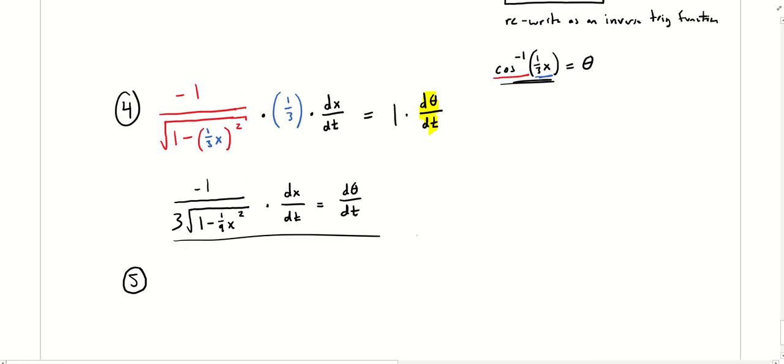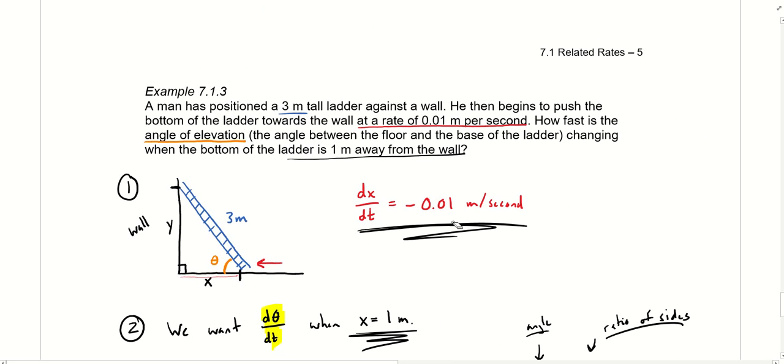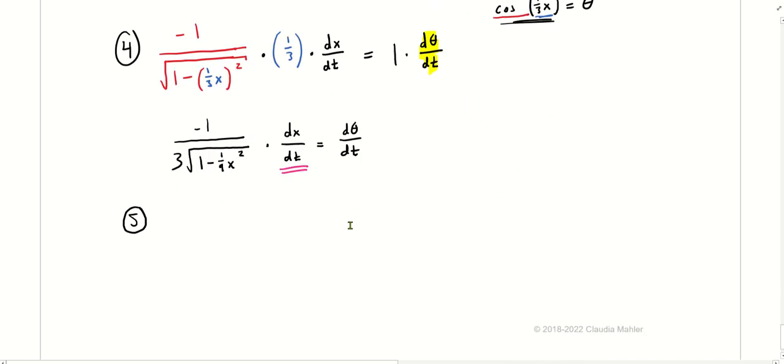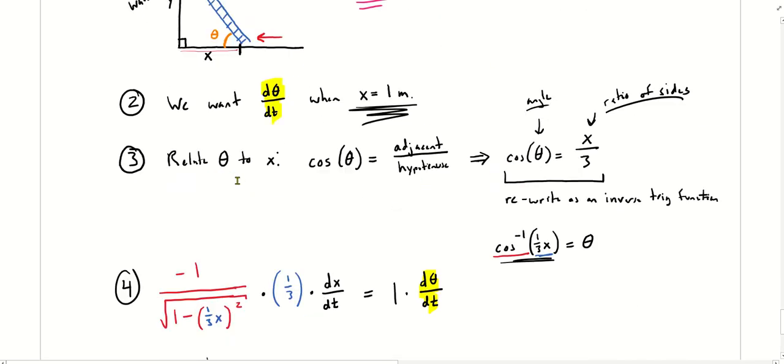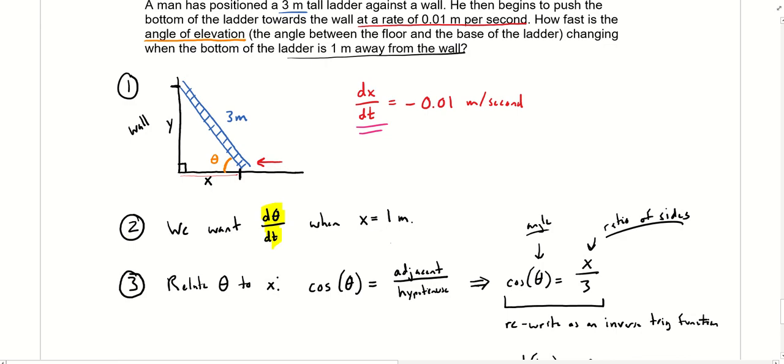Okay, so this is now my equation here. I've taken the implicit derivative with respect to time. So now let me plug in what I know. So let's see. dx dt. What's dx dt? That was one of the values we were given up here. That was negative 0.01. So I can replace dx dt with negative 0.01. What about x? Well, if I go back to step 2 here, I want d theta dt when x is equal to 1.